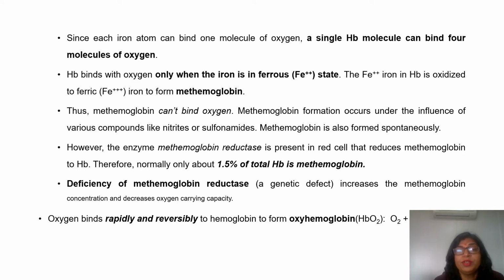Methemoglobin is also formed spontaneously, but there is an enzyme in the body, methemoglobin reductase, present in the red cells, that reduces methemoglobin to hemoglobin. So normally about 1% of total hemoglobin is methemoglobin. Normally this is present in the blood, but it is reduced by the enzyme methemoglobin reductase. If there is deficiency of methemoglobin reductase, it will increase the methemoglobin concentration and there will be decreased oxygen carrying capacity in the blood. Oxygen binds rapidly and reversibly to hemoglobin to form oxyhemoglobin.